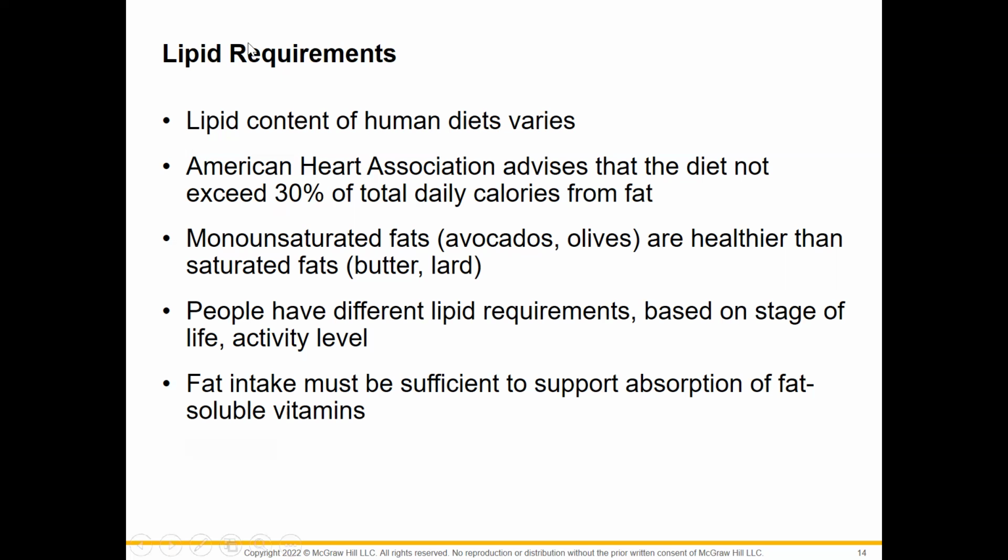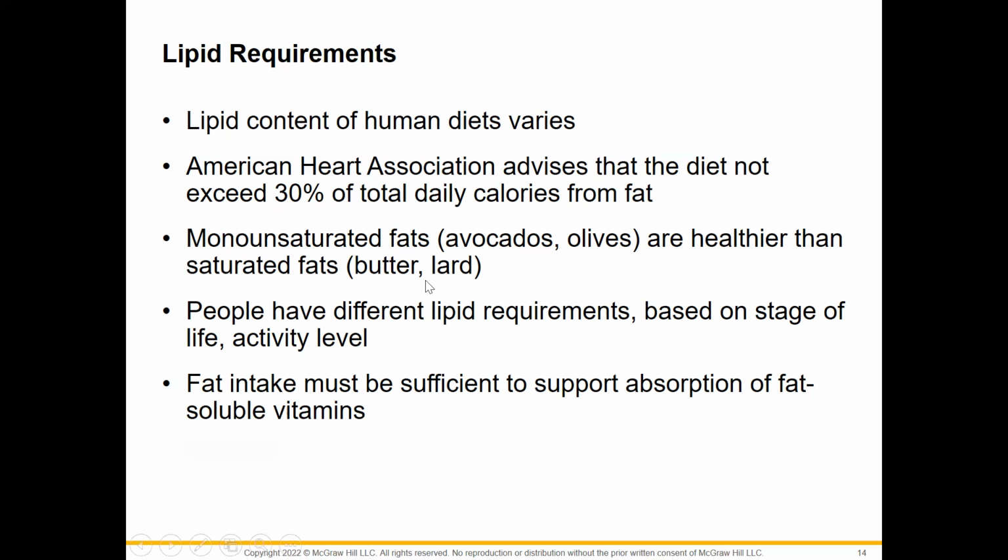So, monounsaturated fats, remember we discussed it before, that means that it's not completely saturated with single bonds between the carbons. And in this case, it has one double bond between the carbons in that whole molecule. Monounsaturated fats are things like fats from avocados and fat from olives. That's where we get your avocado oil and your olive oil. These are much healthier than your saturated fats, your butter or lard.